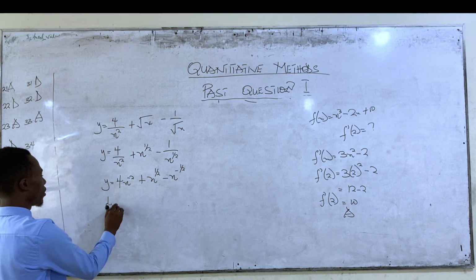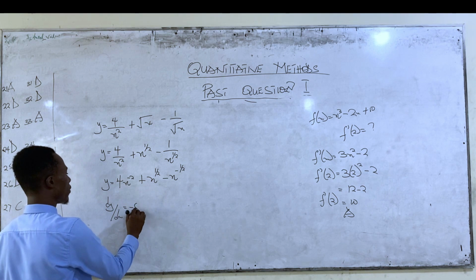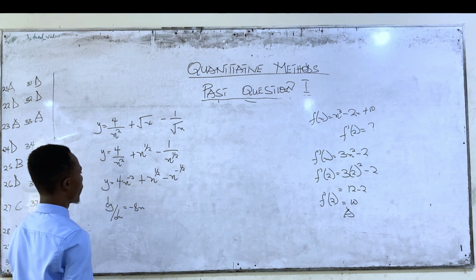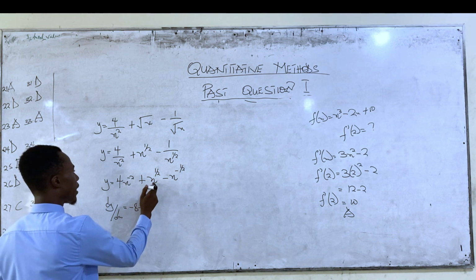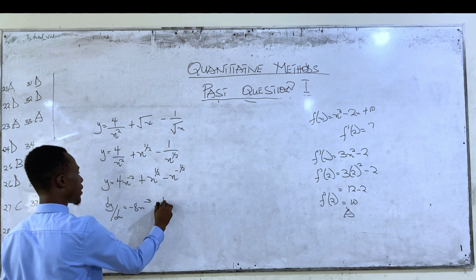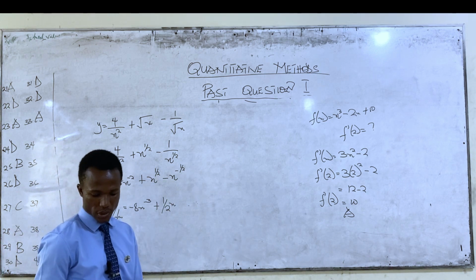Let's differentiate. So dy dx will be equal to negative 2 times 4, which gives you negative 8x. Then you subtract 1 from the exponent to get negative 3. Then here will give you plus half x. You subtract 1 from the exponent to get what?